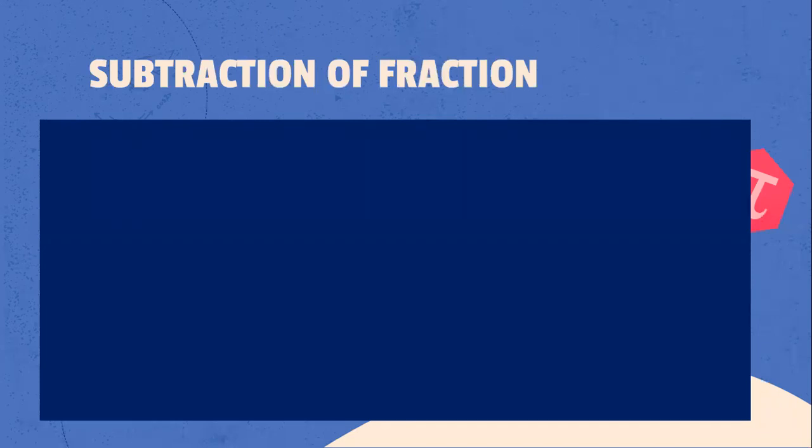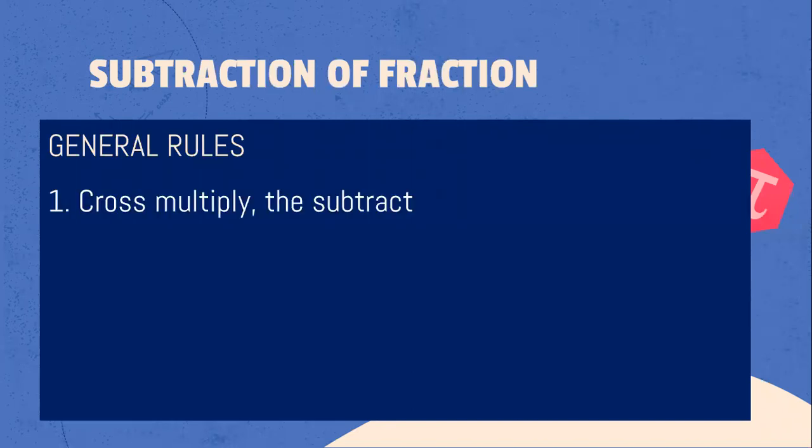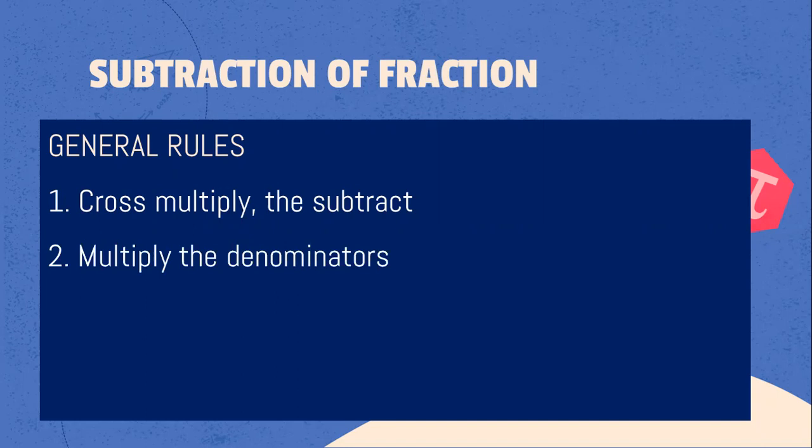Okay, let's proceed. What are the general rules in terms of subtraction of fractions? Number one, cross multiply, then subtract. Number two, multiply the denominators. And number three, find the lowest term of your final answer.